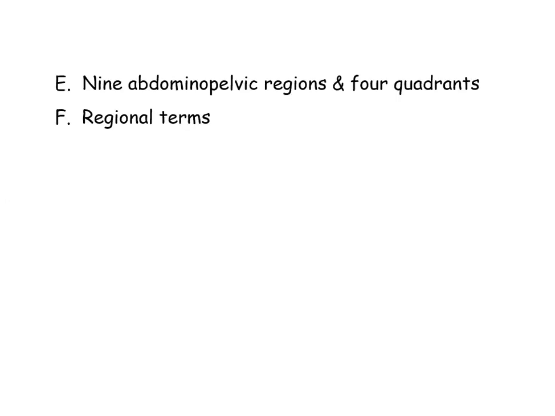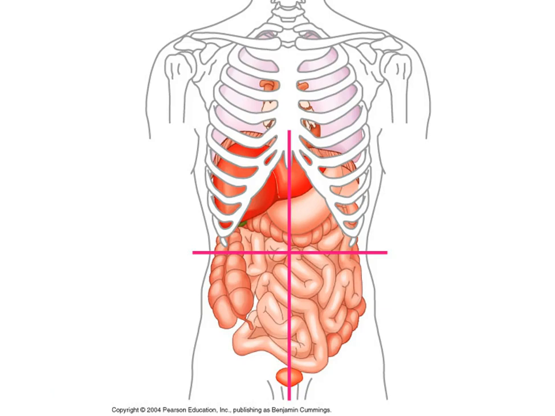There are nine abdominopelvic regions in your abdominopelvic cavity, and sometimes we use those so that we can pinpoint where a patient has pain. They might come in and say they're experiencing pain in their lower right iliac region, or we might say it's in their upper left quadrant. So it's a way of dividing that big abdominopelvic region into smaller pieces.